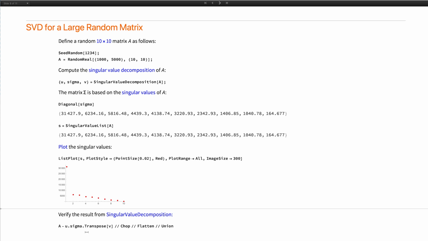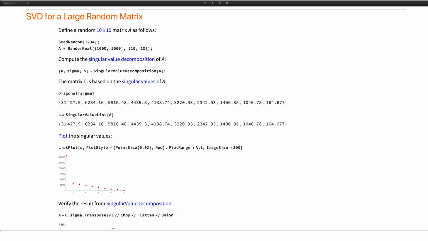Now the question is how to check the answers. What you do is you compute A minus the required expression, U into sigma transpose V, and then you apply chop, which basically takes away all the small parts. Then you flatten the list out into a long list, and then you figure out the union of that, how many distinct elements there are, and you do get back 0, which says that the answer is correct. So you verified that for this rather large 10 by 10 matrix, you can actually compute the singular value decomposition quite quickly and check the answer.